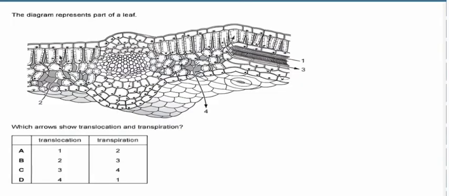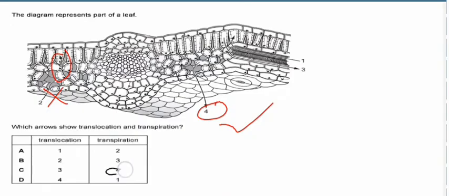The next one. The diagram represents part of a leaf in which arrows show translocation and transpiration. So transpiration is the process by which a leaf loses water through the stomata. Now the direction here is showing that water molecules, or any gas like carbon dioxide, are entering. So this one is not showing transpiration. This 4 here is showing what? Transpiration, because the water vapor is coming out of the leaf.